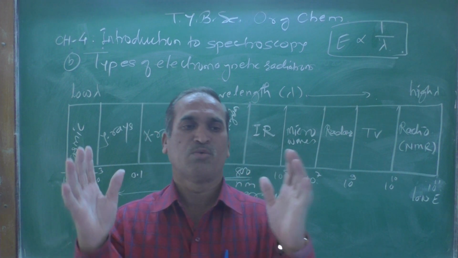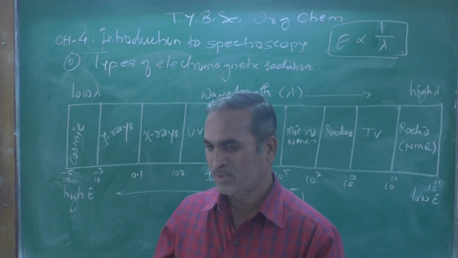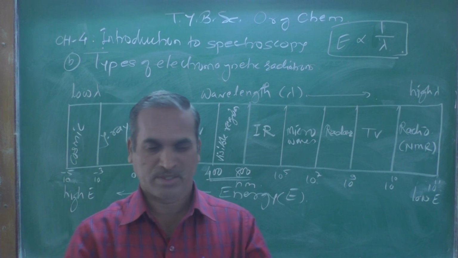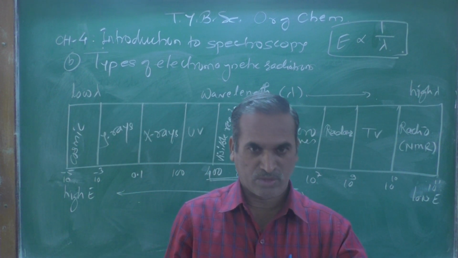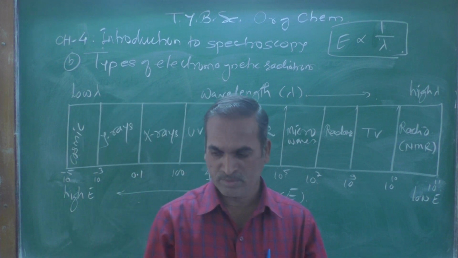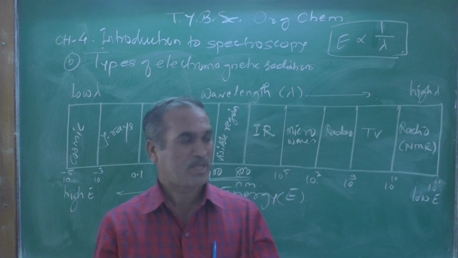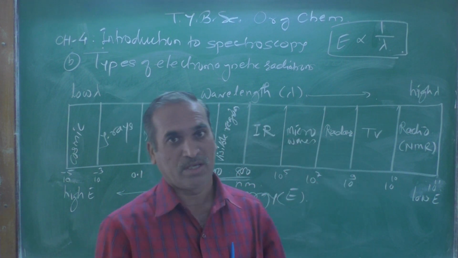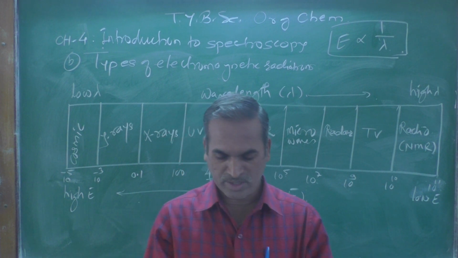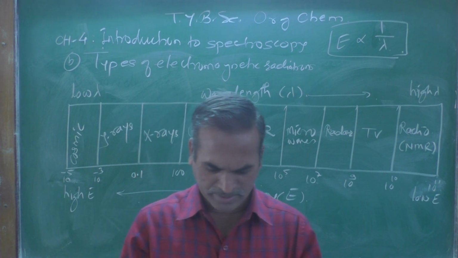Why visible? We can see the object or the matter which is available. Like the duster I am looking at here, mobile, cameras, this chalk box, chalk table or benches, I can see them, so they fall in the 400 to 800 nanometer range, and that's why this is known as the visible region.